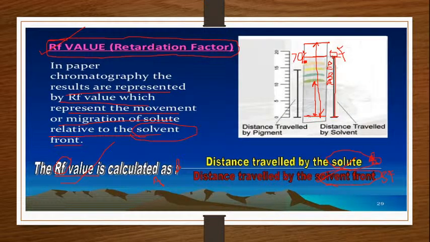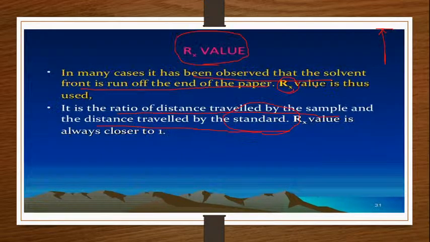If you use two substances, this is the standard, this is sample A, and this is sample B. In that case, where the solvent front cannot be easily detected, it is the distance traveled by the sample to the distance traveled by the standard. So the sample to the standard. And the distance traveled by the standard is what?